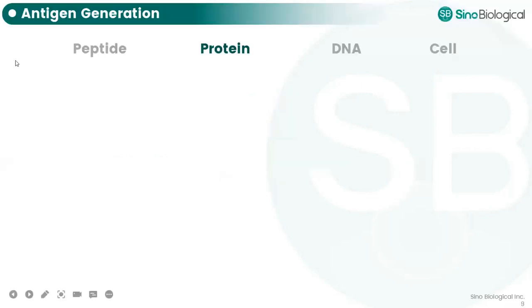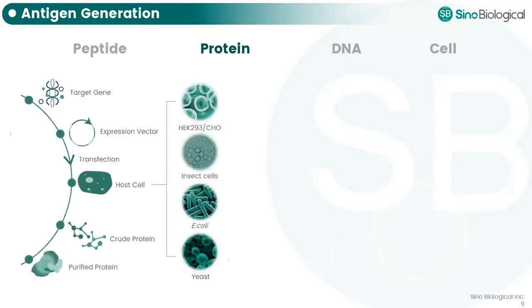As I mentioned before, there are a couple of antigen choices for the immunization steps: peptide, protein, DNA, and cells. For us, Sino Biological, since we have already set up several recombinant techniques for recombinant protein expression, we prefer to use recombinant protein as the antigen for antibody discovery.